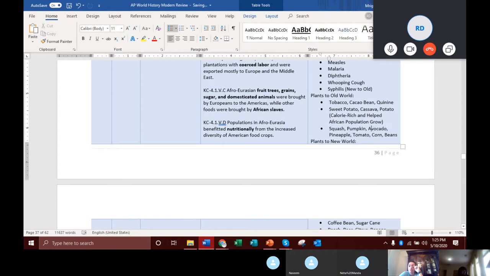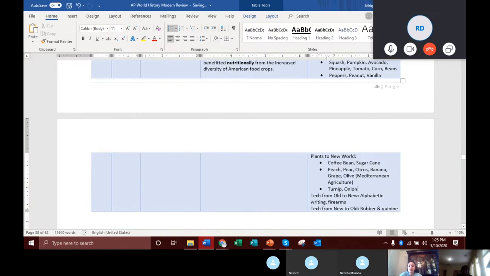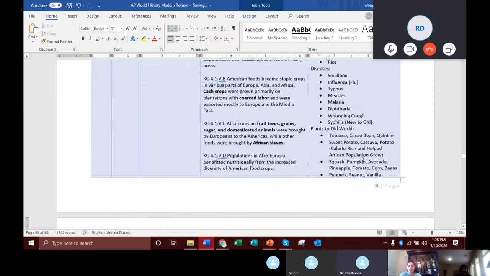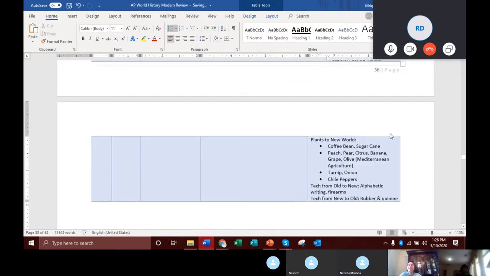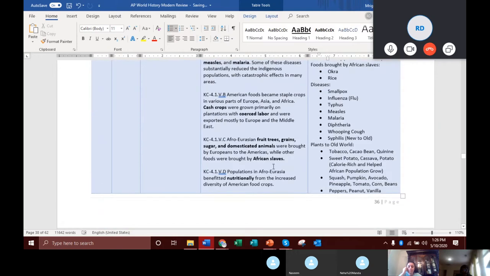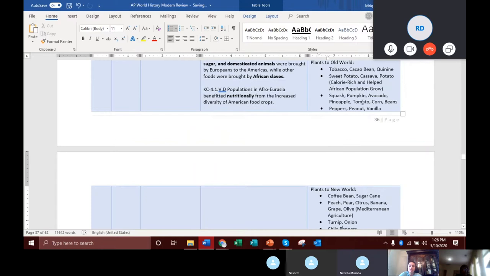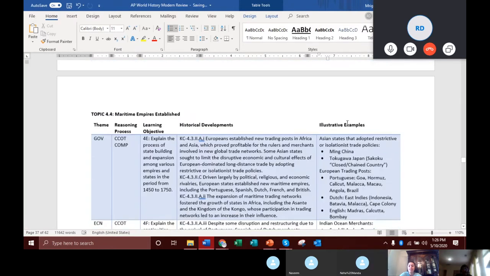Yep. Peppers. Peanut. Okay, good. That's a big thing. So we have peppers, peanut. What else? Vanilla. Tomato, corn, beans. Something else we need to put to the Old World is chili peppers, because remember, the spiciest thing before the Columbian exchange was black pepper, and that kind of shook me. So I think we need to put that in here. Pumpkin, we put. Pineapple, we put. Squash. Moving on. All right.